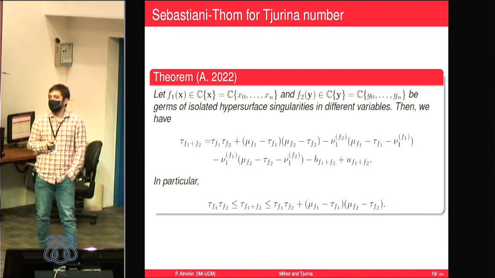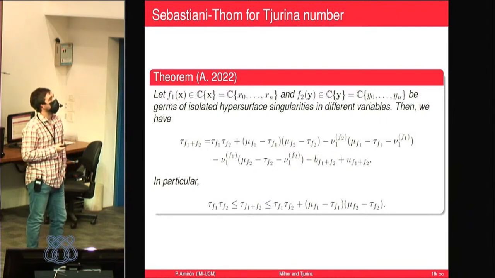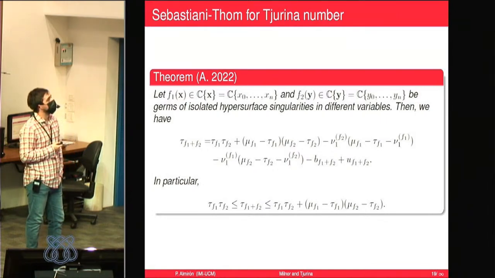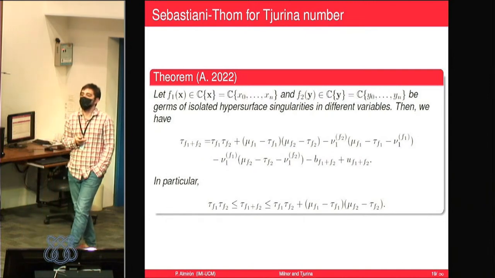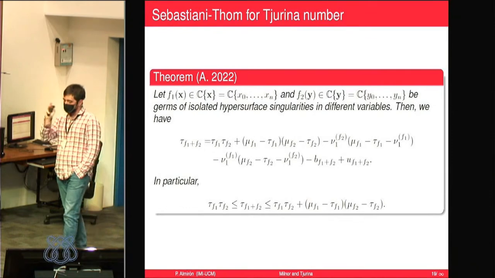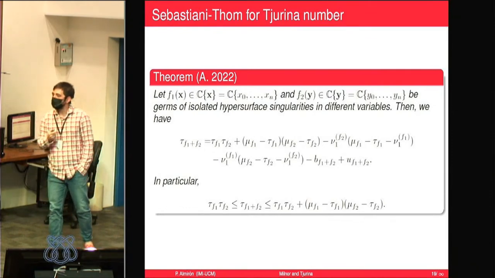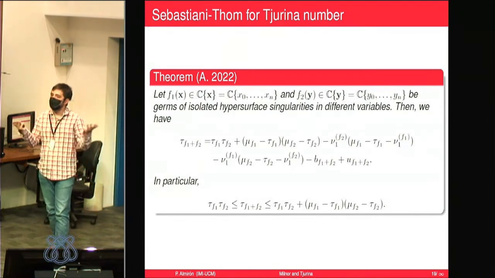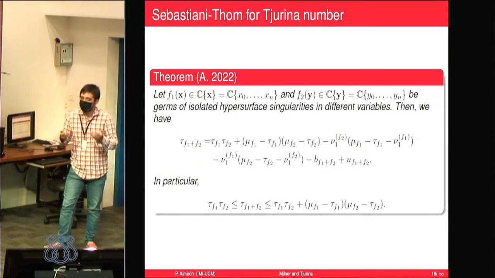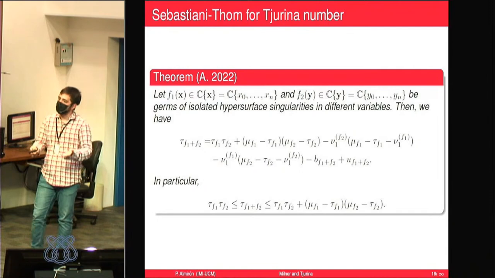Also, there are two bad points. The first point is that observe that these are numbers. So this is the Tjurina number of f1, the Tjurina number of f2, the Milnor number of f1, the Tjurina number of f1. But this number only depends on f2. This number only depends on f1. But these two correction terms seem to really depend on the sum. So this is not a good thing for a result of the Thom-Sebastiani type, because we would like to be able to compute the invariant just from the invariants of the separated pieces. And it seems that this is going to be difficult in the Tjurina case.